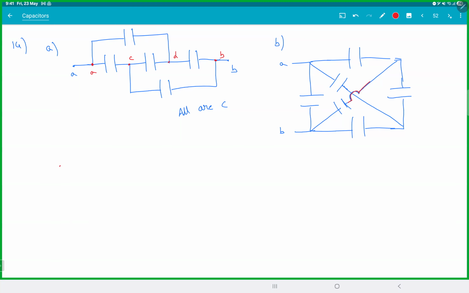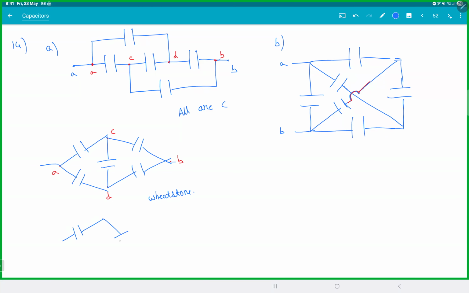Yeah, but I can redraw this in a little different way. A, C, I'll just put them in a way you can see them more clearly. See, there's one capacitor between A and C, there's one capacitor between C and D, there's one capacitor between D and B. There is one between A and D, there is one between C and B. There you can clearly see. This is a Wheatstone. And therefore the second one can be removed. So CD can be removed. This is how the circuit becomes. So CAB is equal to C. It's a hidden Wheatstone bridge. What about B? Get that also.